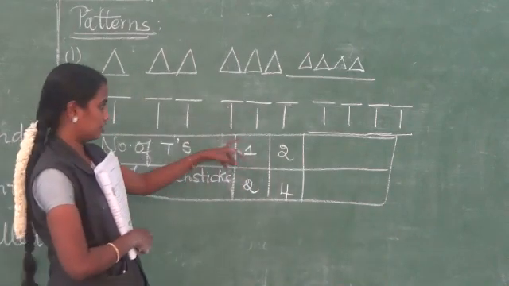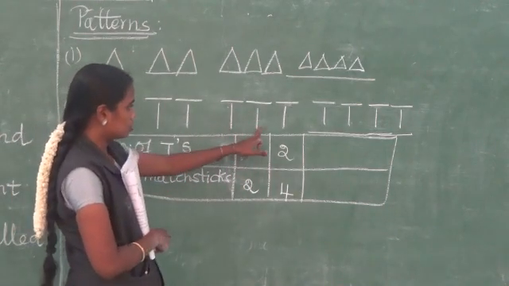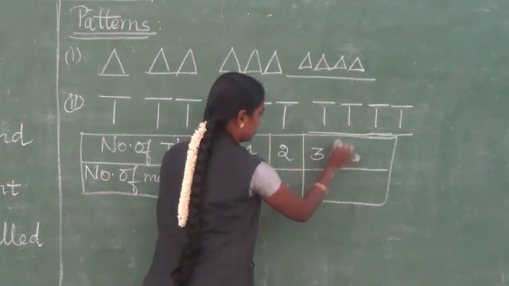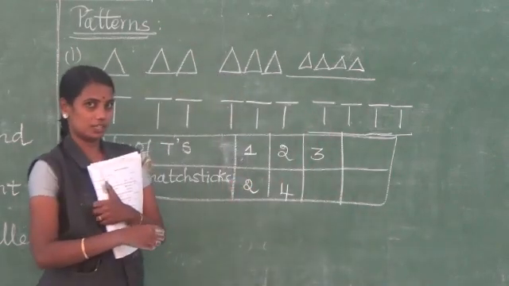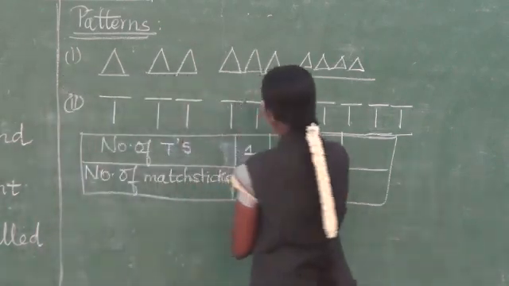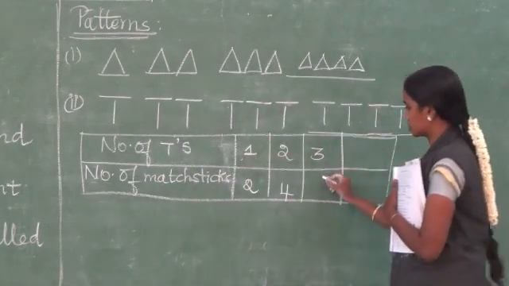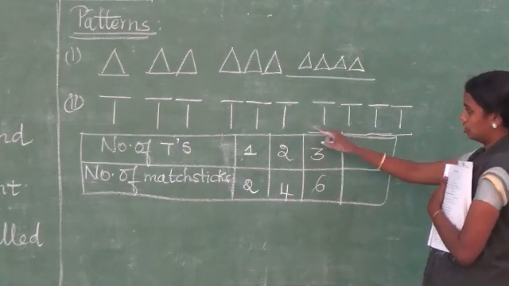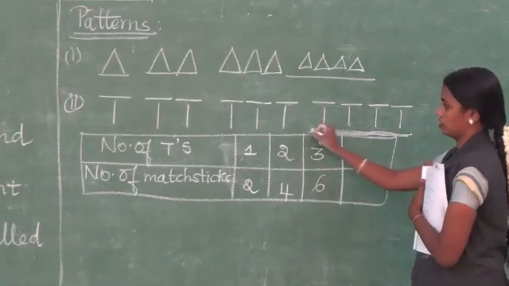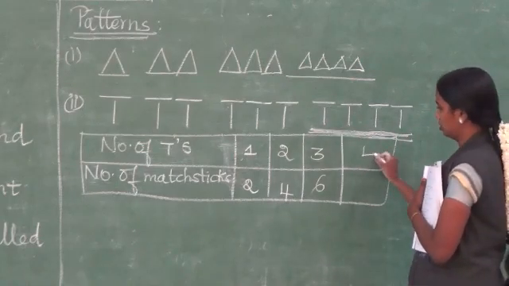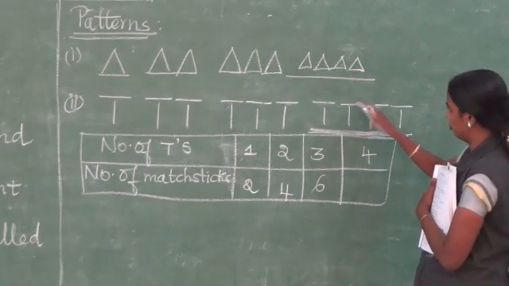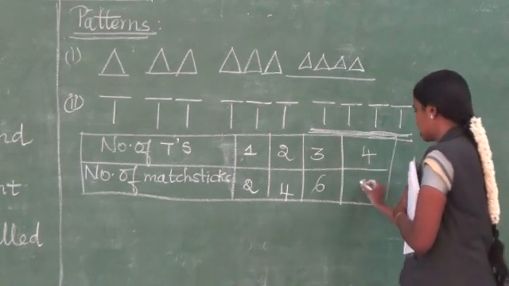Likewise, the third one. How many T's? 1, 2, 3. How many matchsticks are used? Count it. 1, 2, 3, 4, 5, 6. Likewise here, the answer is 4T. Yes or no? Fourth one: 1, 2, 3, 4, 5, 6, 7, 8.